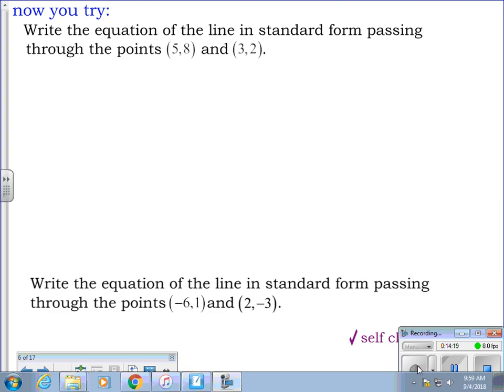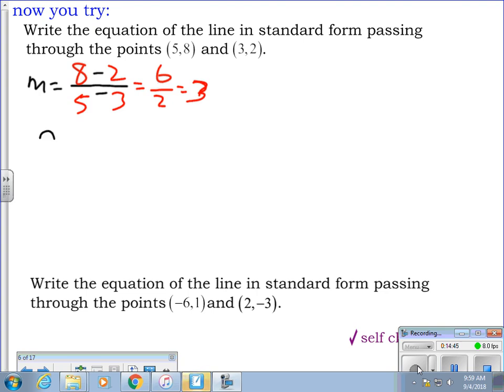Okay, let's do this. So, first thing I need to do is find the slope. Let's see, y minus y. Let's see if I can do the one right. 8 minus 2 over 5 minus 3 gives me 6 over 2, which is 3. Ooh, easy slope to work with.